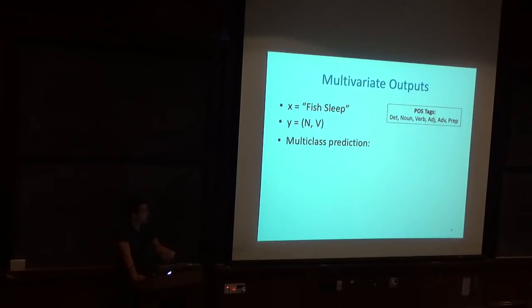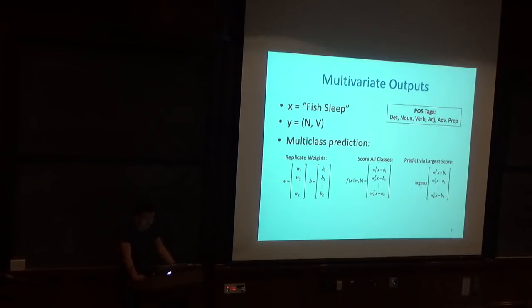In multi-class prediction, we have a scoring function per class, and then we score each possible class, and then we predict the class with the highest score. That's basically how it works. We have a weight per class, and then we score all the classes, and then we take the argmax over the scores.